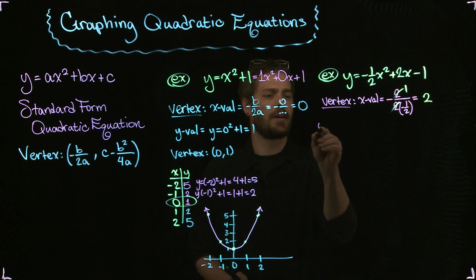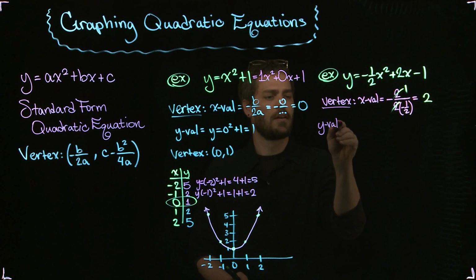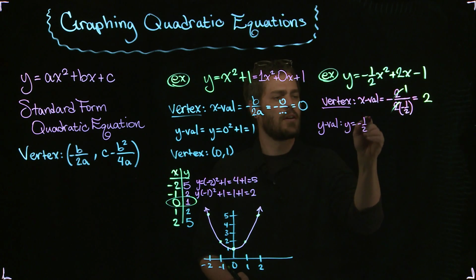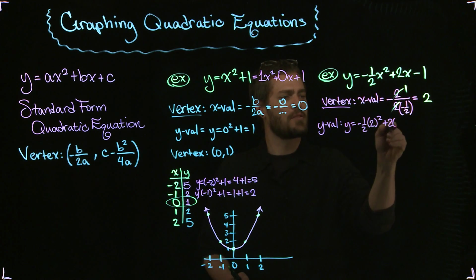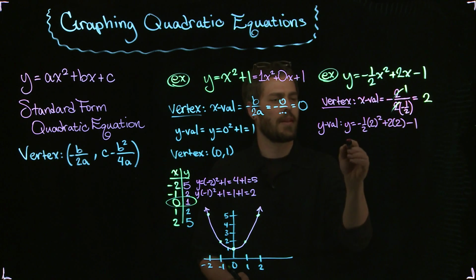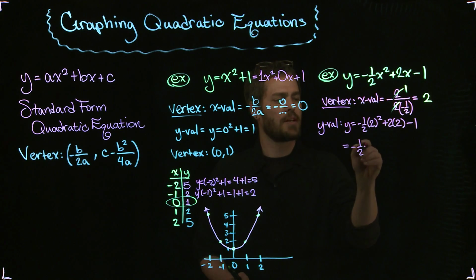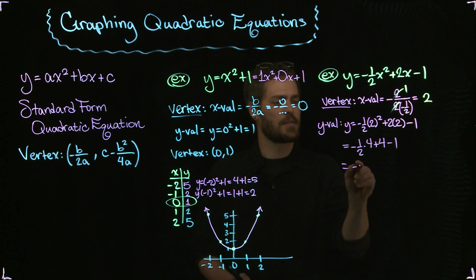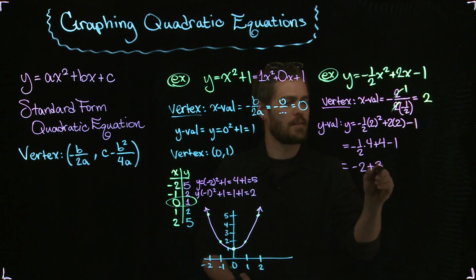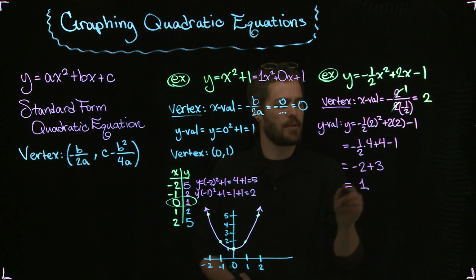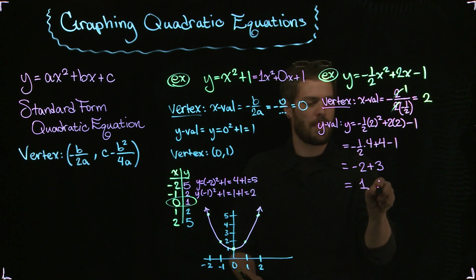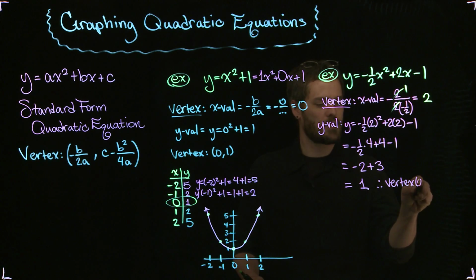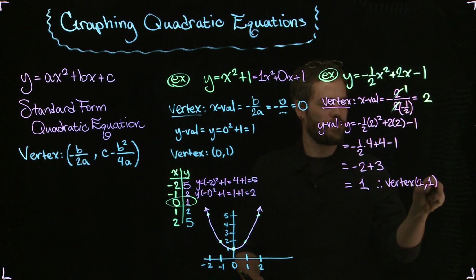The y value of the vertex, I'll get by plugging in 2 to my equation here. So y equals negative 1/2 times 2 squared plus 2 times 2 minus 1, which is equal to negative 1/2 times 4 plus 4 minus 1. This gives me negative 2 plus, let's just call that 3, which is positive 1. Therefore, my vertex is located at 2, 1.